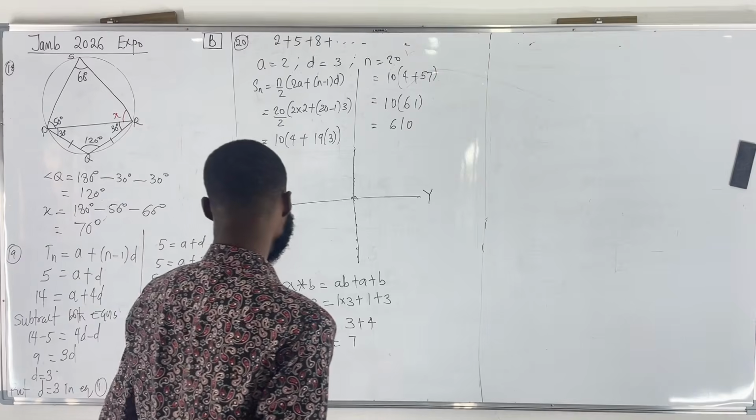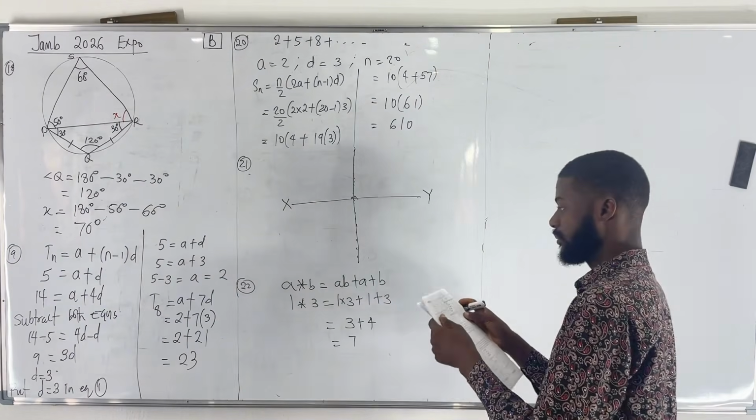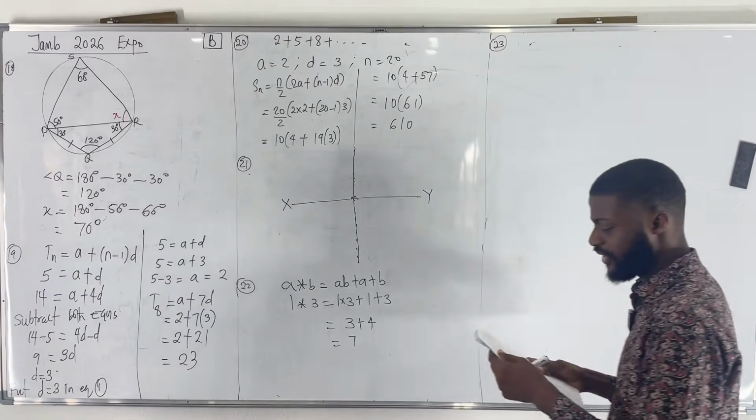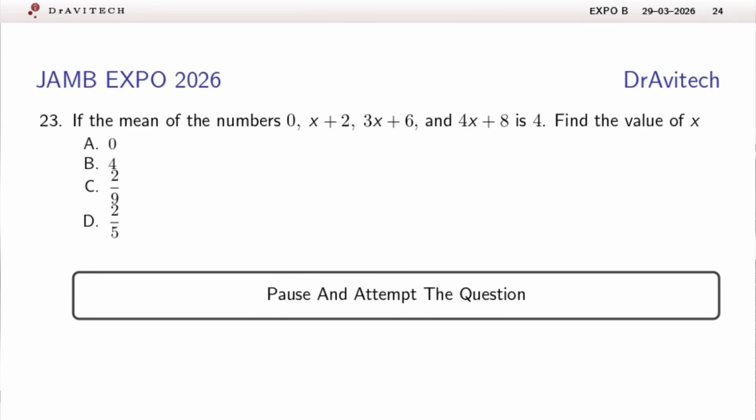Okay, now for this next one, question 23. Question 23 says, if the mean of the numbers 0, x plus 2, 3x plus 6, and 4x plus 8 is 4, you have to find the value of x.